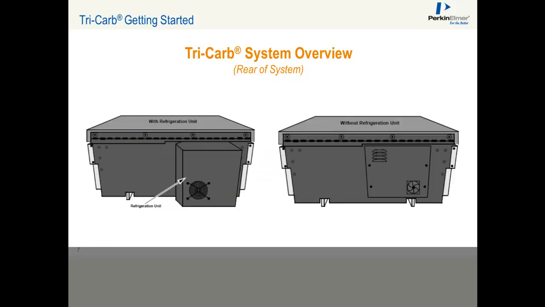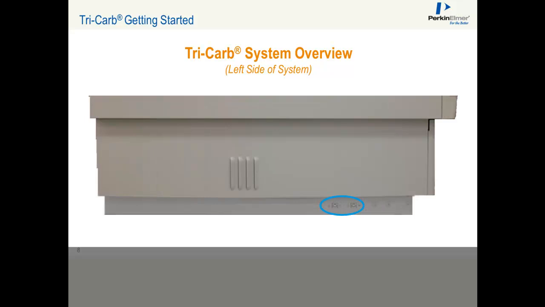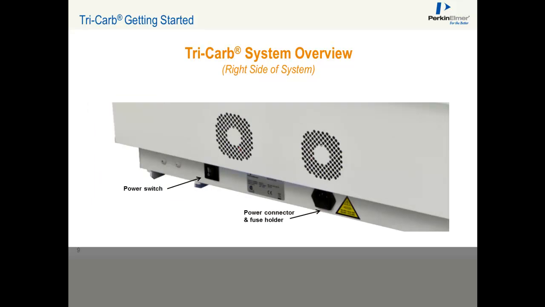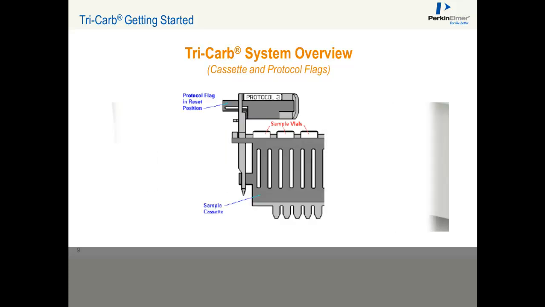This view shows the back of the Tricarb system, both with and without the optional refrigeration unit. A minimum of 6 inches clearance is required for proper airflow. This view shows the connectors on the lower left side of the Tricarb system. The 2 USB ports are used for the external computer and the barcode reader. The right side system view shows a close-up of the power switch, power connector, and fuse holder. Again, a minimum of 6 inches clearance is required for proper airflow.